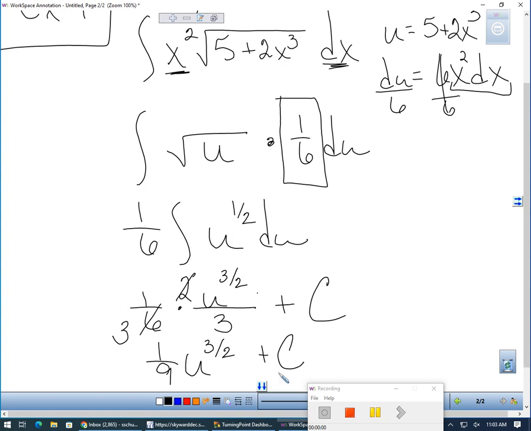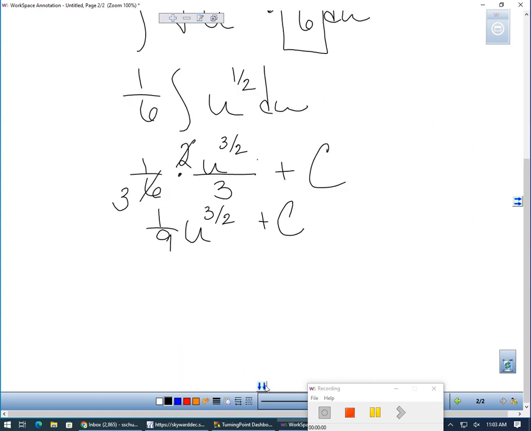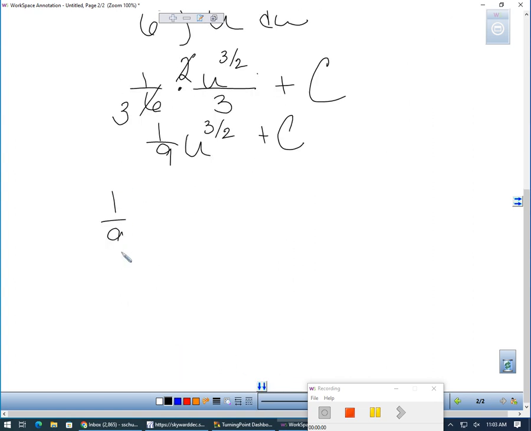Now we've just got to replace our u. So we can say we have 1/9. Our u, we said, was 5 plus 2x to the third. That's all raised to the 3/2 power plus c.